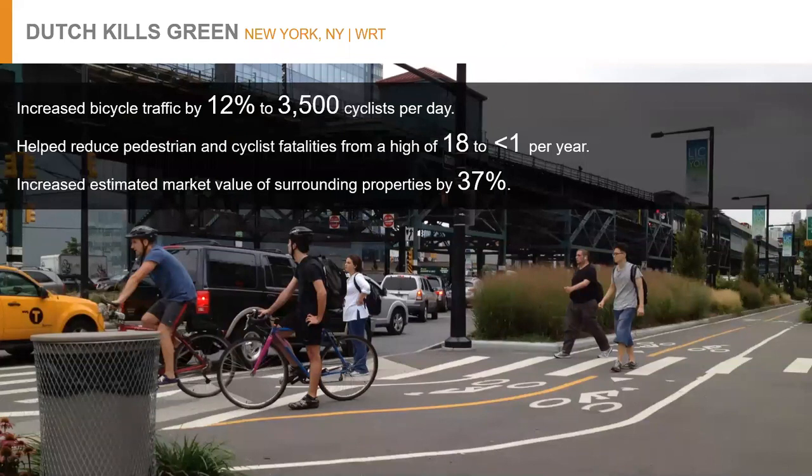The next project is in New York City. It's basically a streetscape and park spanning the length of 8 city blocks. So this is Dutch Kills Green.